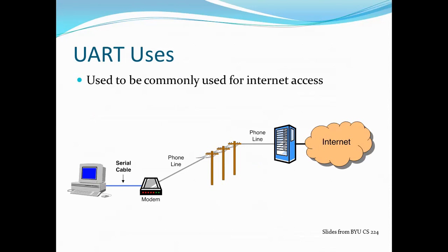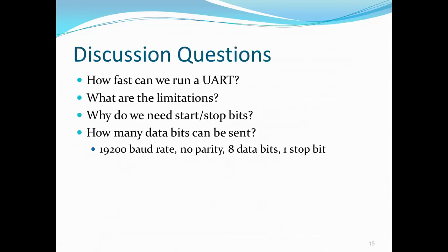A serial cable goes to the modem, and from the modem a phone line goes to the ISP, the internet service provider. It goes to the internet servers for particular users. So in this way, the internet can be accessed on a terminal or a computer by using a UART.